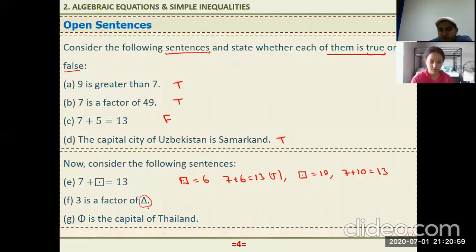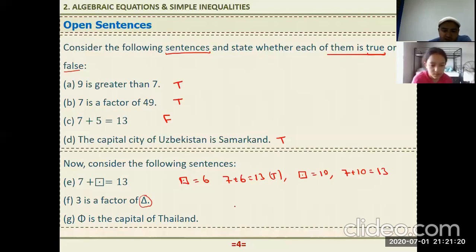That is false. Another question here, pie is the capital of Thailand. So what is pie? The question I'm asking you, right? What is pie? I don't know. So that's why we call this unknown. It is true or not. It depends on what I put here, what I actually replace this pie with.